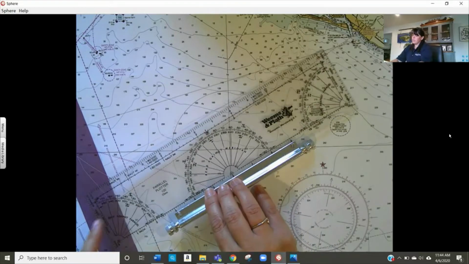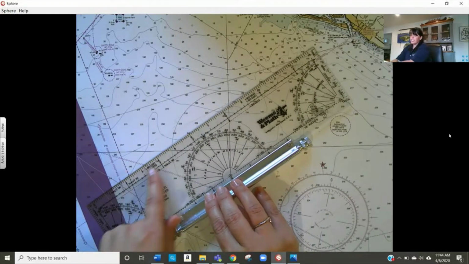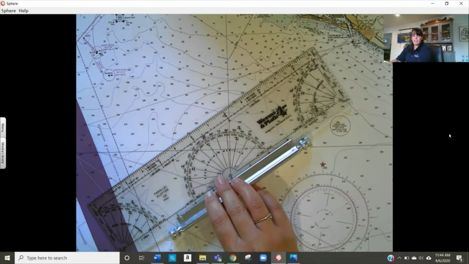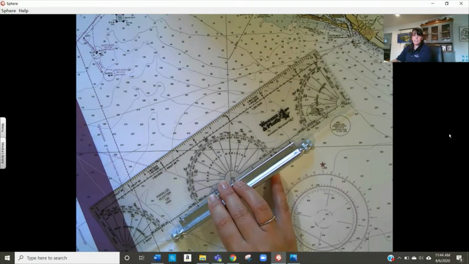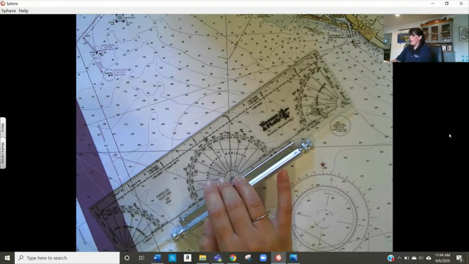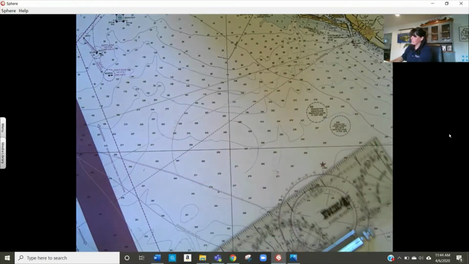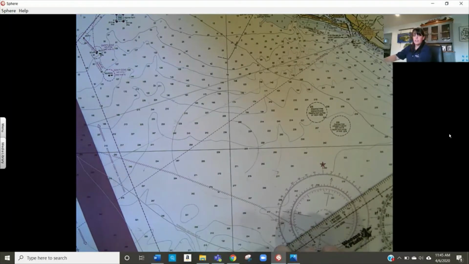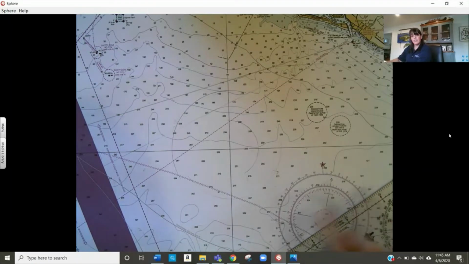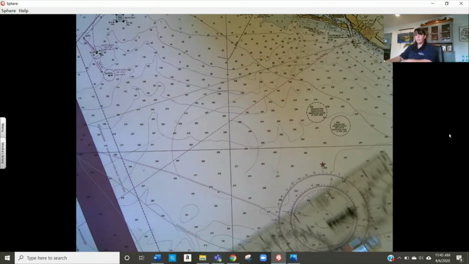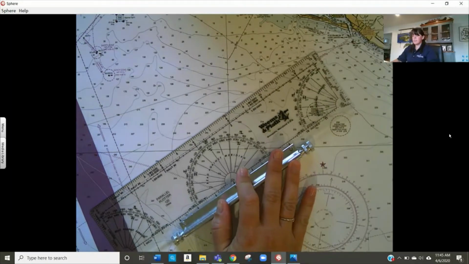So what you would do is line up the end, or I like to use the black line on the line in question, which is our ferry route. And then you're going to bring it down to the compass rose to read the course. So you just bring it down, and you can mark with a pencil, or you can read off what the course is. So pretty self-explanatory. I really like this one for beginners.